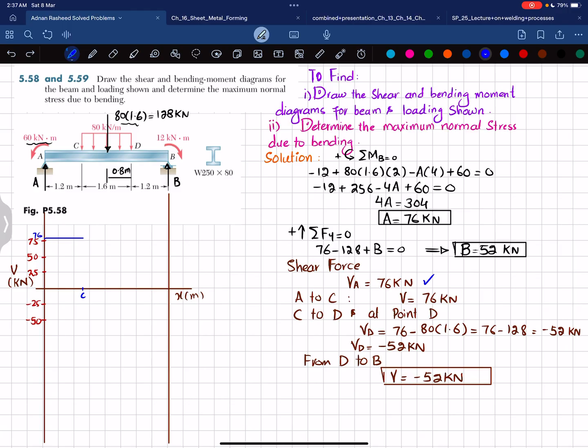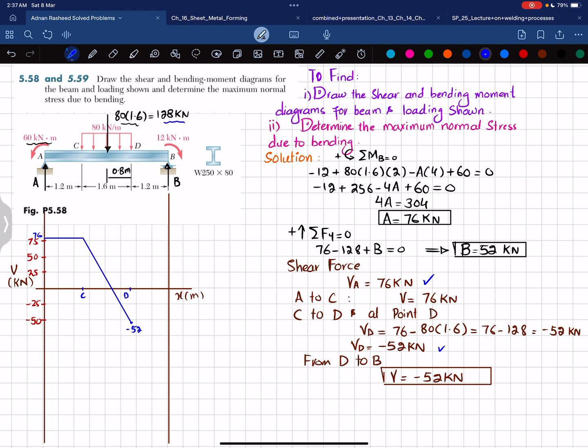From A to C you can see the shear force remains the same, so it will be horizontal. Now what is the shear force at point D? It is minus 52. So point D is this point, so I can write D is minus 52 kilonewton. Now you can see that the distributed load gives a straight sloping line joining these two points, and the slope will be decreasing because this load is downward.